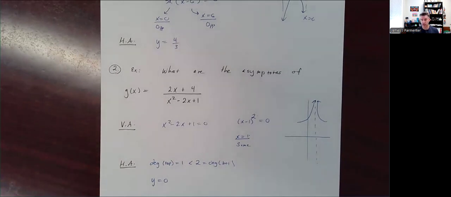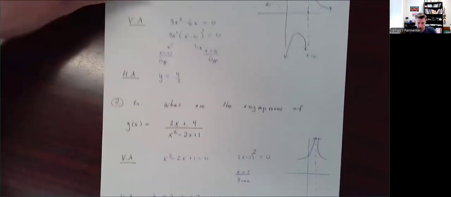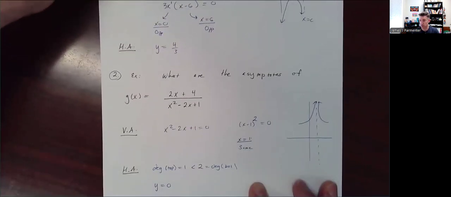We won't talk yet about what happens if the degree on top is larger than the degree on the bottom. We actually might not cover that at all, but that's kind of how we deal with horizontal asymptotes for rational functions. All right, the rest of these are just examples.